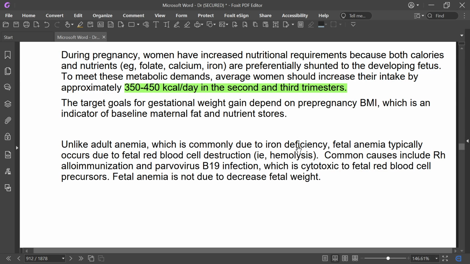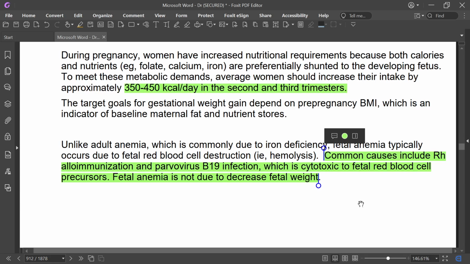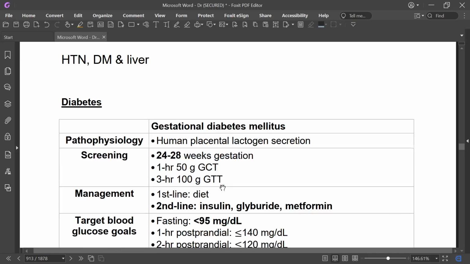Unlike adult anemia, which is commonly due to iron deficiency, fetal anemia typically occurs due to fetal red blood cell destruction. Common causes are Rh alloimmunization and parvovirus B19, which is cytotoxic to the fetal red blood cell precursors. Fetal anemia is not due to decreased fetal weight.